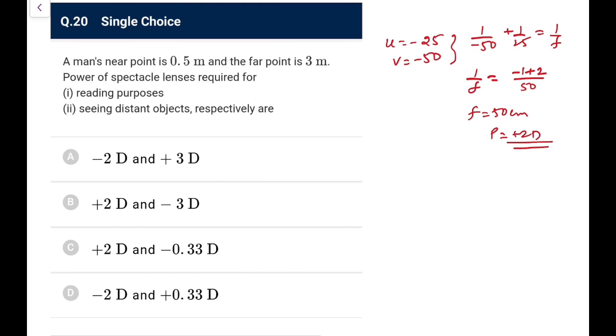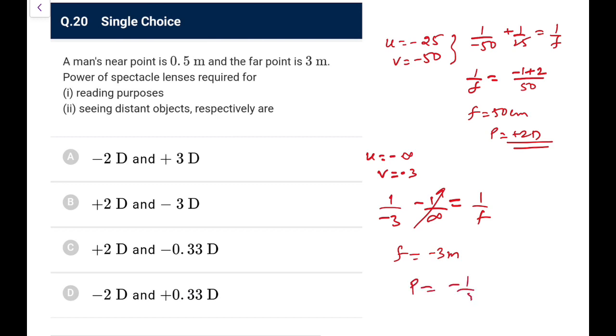And now go for seeing a distant object, because far point is at 3 meters. So what we need to do, u would be minus infinity, v would be minus 3. So 1 over minus 3 minus 1 over minus infinity, that would be 0, that is 1 upon f. So f is equal to minus 3 meters, so power would be minus 1 by 3 diopters. So go for option C, that would be the answer here.